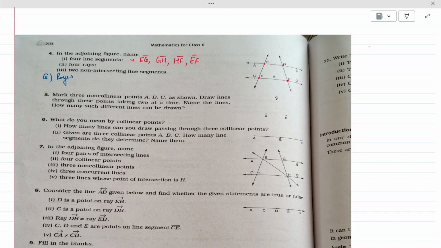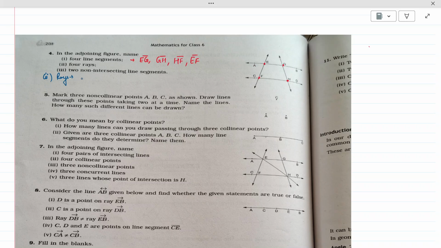A ray has a fixed start point, right? And the end point can extend in any direction. So in this figure, writing here, this is EA because we have a fixed starting point, but the ending point is not fixed. So it starts from here and it is going infinitely in this direction.